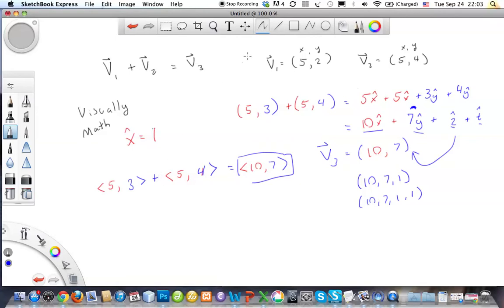So if you wanted to subtract these two vectors, I would get 5 comma 3 minus 5 comma 4, which would equal 0 comma... 5 minus 5 is 0, comma 3 minus 4 will give you a negative 1. This definitely just changed the direction of the vector.